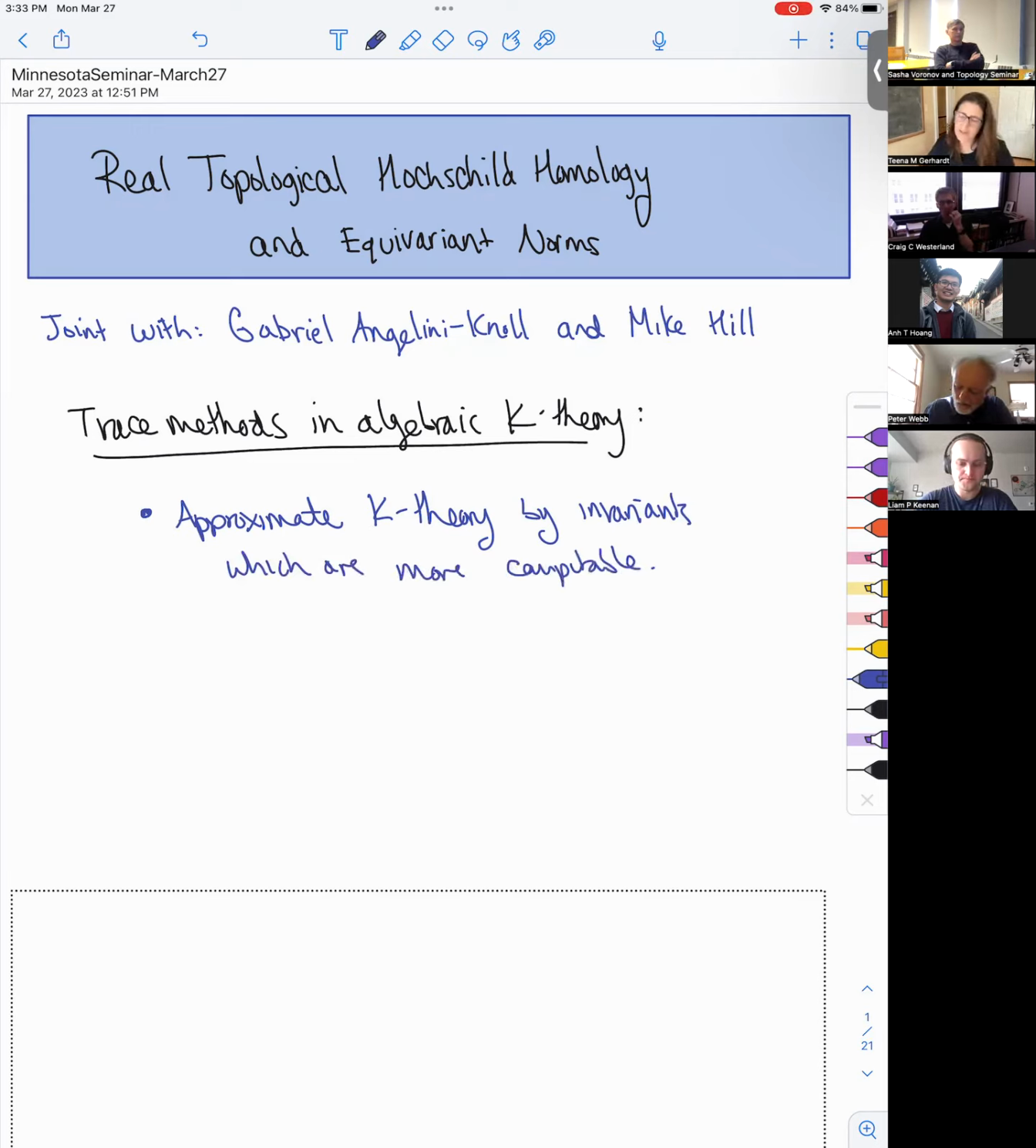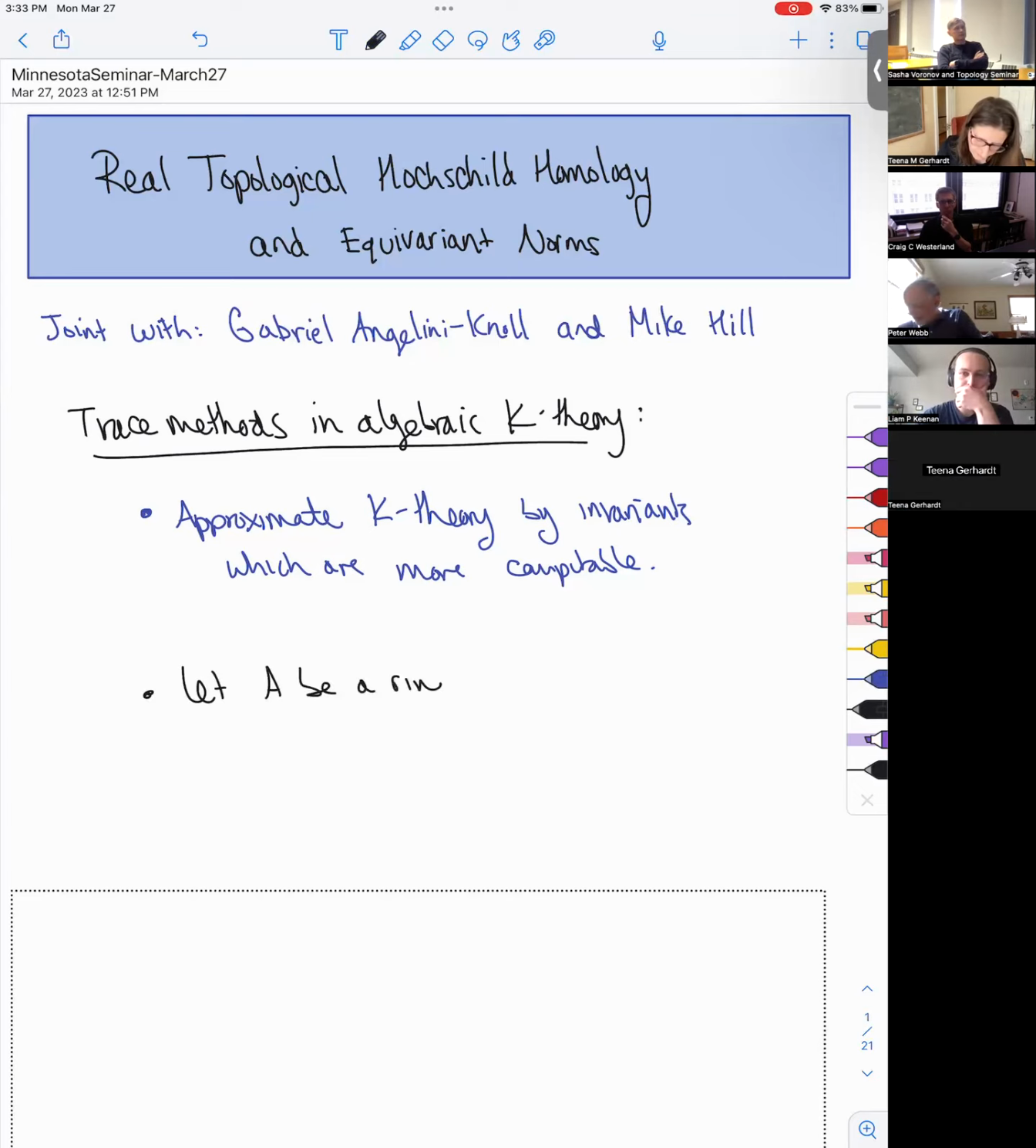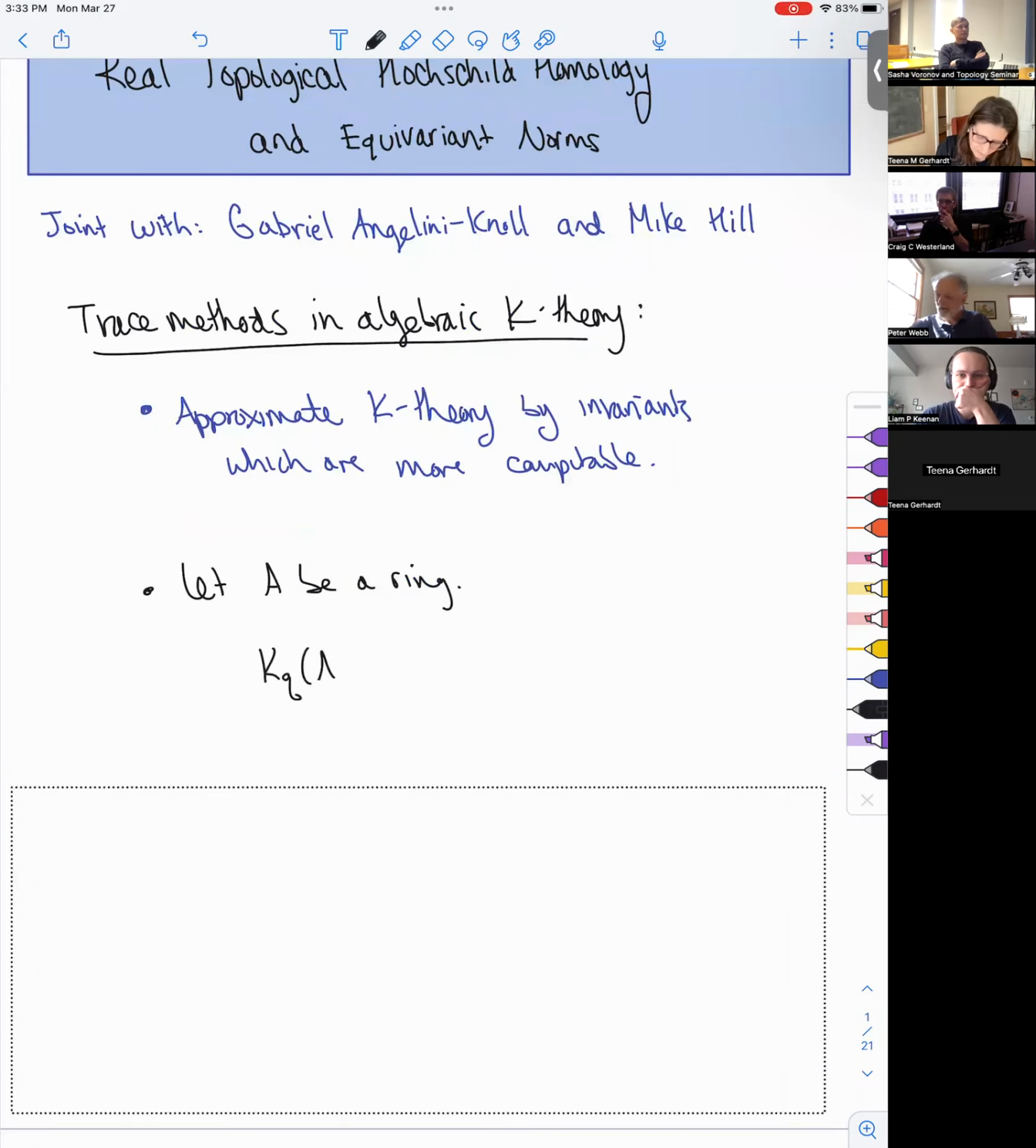Okay, so how do we get started approximating algebraic K-theory? Well, let's say we have a ring. We're interested in the algebraic K-theory of this ring, and we could approximate it by another familiar invariant of rings, which is Hochschild homology. So we try to approximate algebraic K-theory by mapping it to the Hochschild homology of the ring. There is a map like this, called the Dennis trace, that relates the algebraic K-theory of a ring to its Hochschild homology.